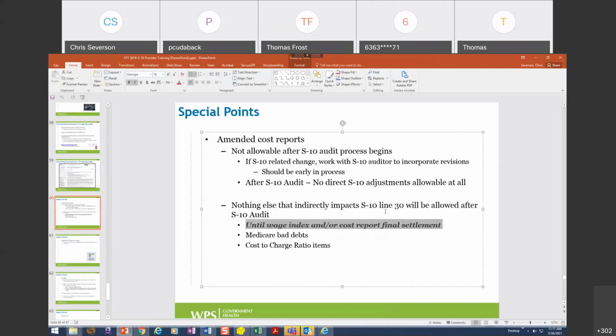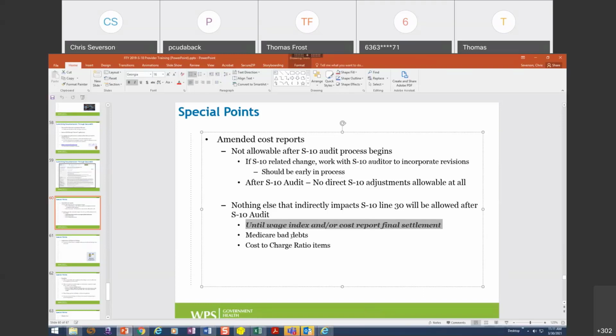The next time CMS expects line 30 to change is when we have another formal review, either a wage index review, which impacts a lot of cost to charge items, or if there's a cost report final settlement that could impact bad debts, cost amounts, whatever.